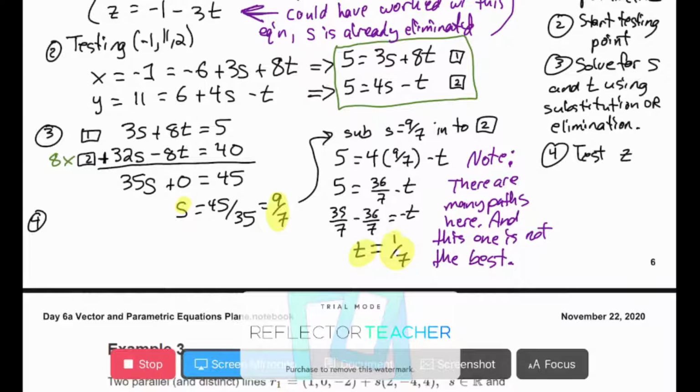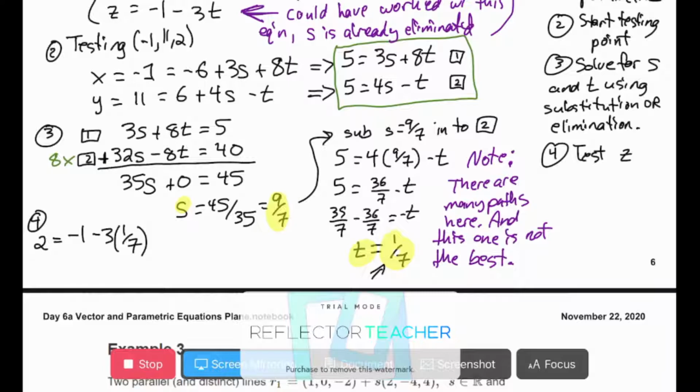All right, so just like we've done before, I'm going to write my parametric equation. I'm testing with the z value of 2, so I'm going to plug that in for z. So z equals 2, 2 equals -1 minus 3, and I want to test the value of t, which we have here, 1 over 7. And I don't even need the value for s, so why did I bother finding it? And that's why this wasn't the best path.